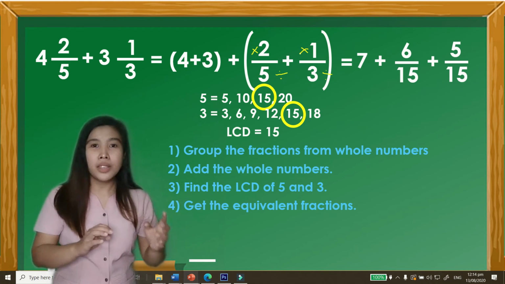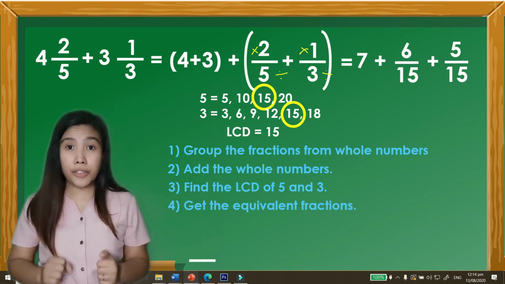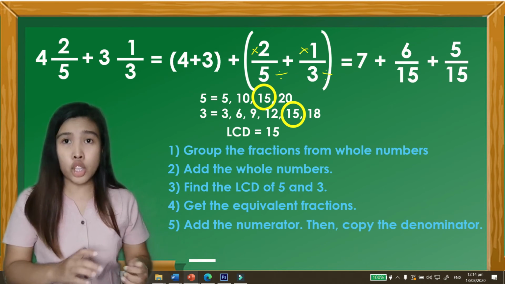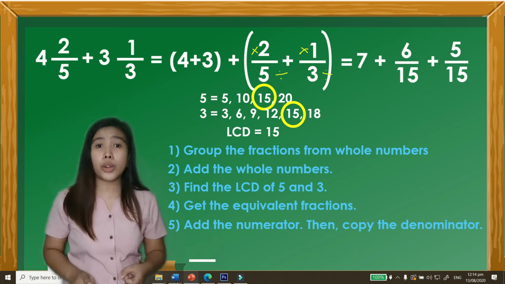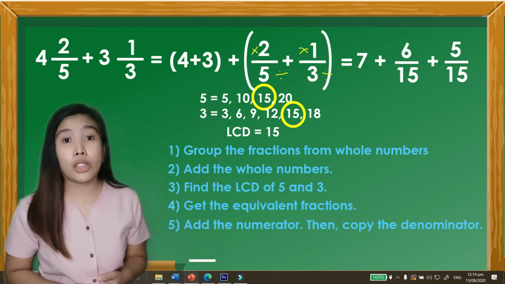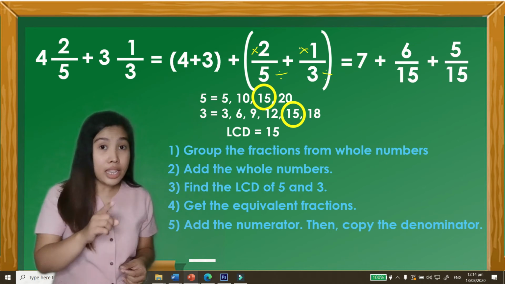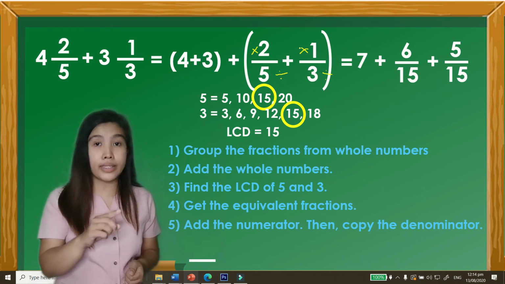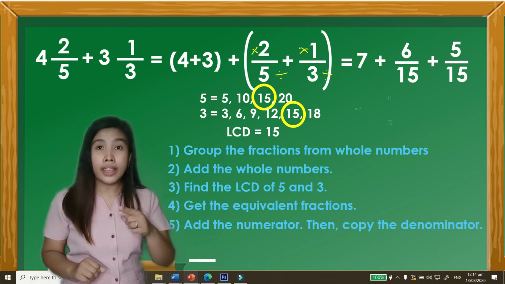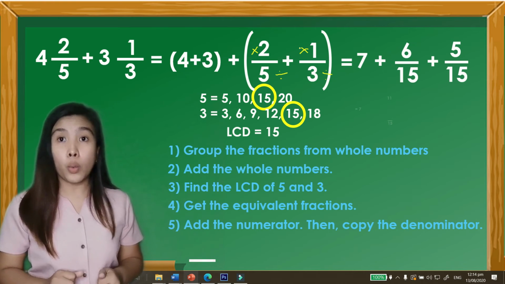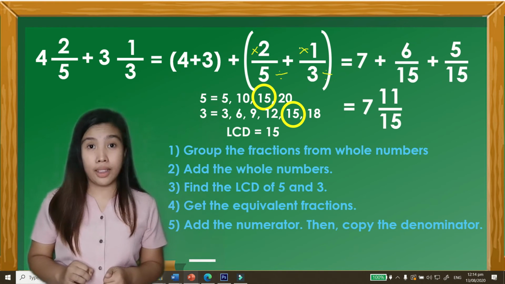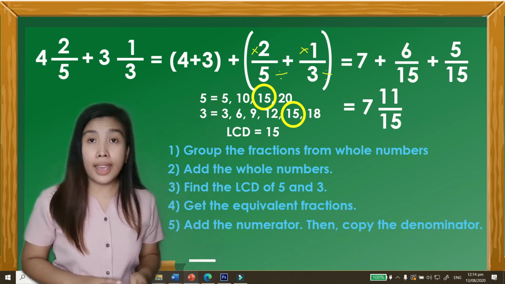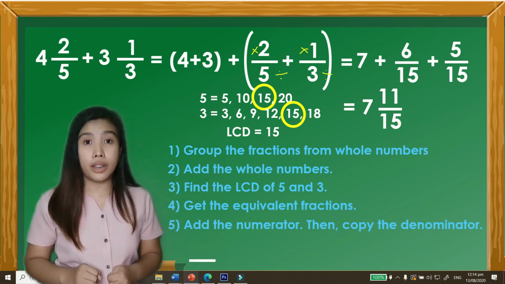Okay, so we now have 7 plus 6 over 15 plus 5 over 15. The next step is to add the numerators, then copy the denominator. So add first the 6 and 5. Let's have 7 first. And then 6 plus 5 is 11. Copy the common denominator, which is 15. Okay, so the answer should be 7 and 11 over 15.